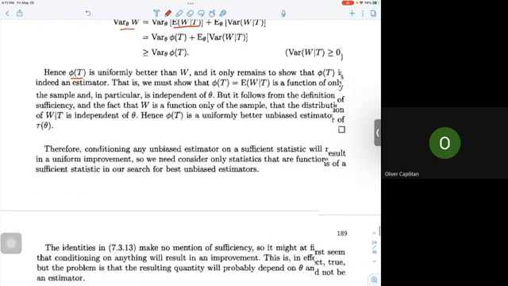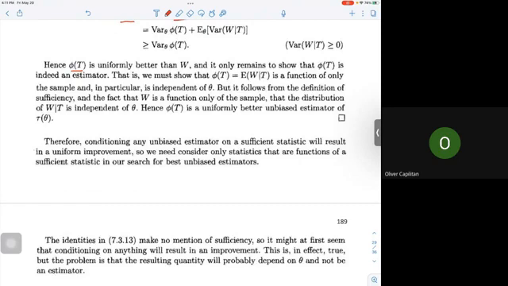Therefore, take note, conditioning any unbiased estimator on a sufficient stat will result in a uniform improvement. So we need to consider only statistics that are functions of a sufficient statistic in our search for the best unbiased estimator.